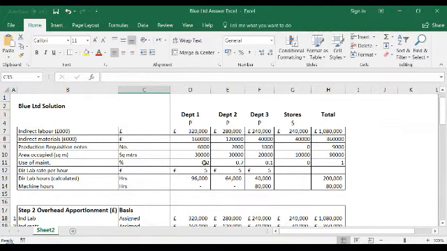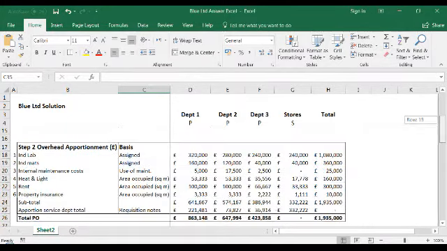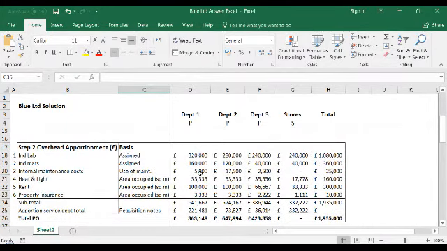So we will use exactly the same. 20% times 25,000 will go to department 1, and similarly we use the remaining percentages and multiply by 25,000, and we get 17,500 and 2,500.